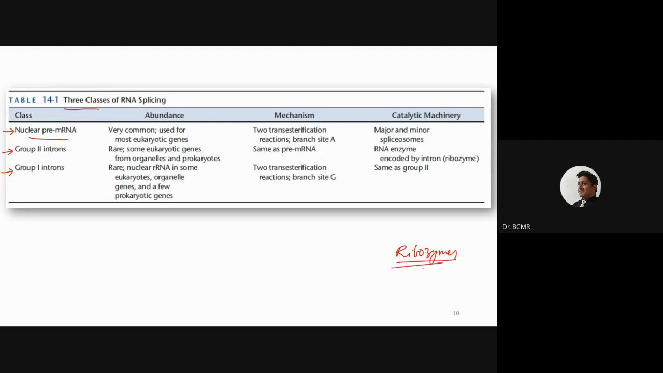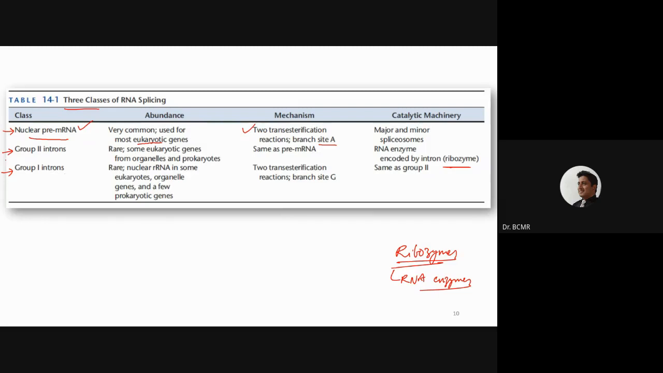As part of the same topic, remind me if I don't, we have to study about ribozymes. What are ribozymes? RNA molecules that can act as enzymes. So we will discuss that also because they are highly related. Here it is, the word ribozyme. So the majority of eukaryotic genes undergo this pathway, that class, nuclear pre-mRNA, and it involves two transesterification reactions. And there is a branch site A, like we discussed in the previous one.